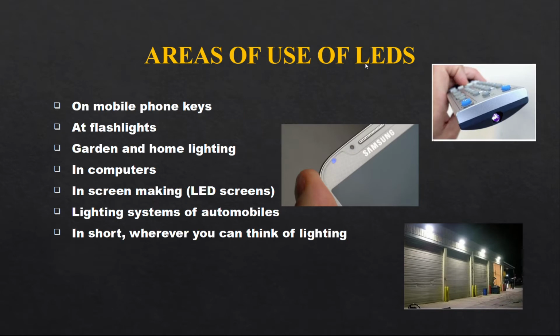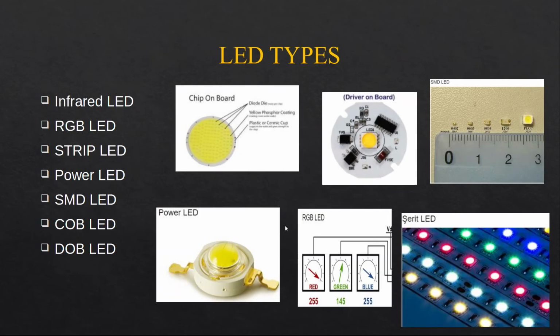Areas of use of LEDs. On mobile phone keys, flashlights, garden and home lighting, in computers, in screen making. LED screens, obviously you know the name, it's pretty famous. Lighting systems of automobiles. That might be surprising, but personally I didn't know that it was all LEDs. In short, wherever you can think of lighting, it makes sense. It's cheap and easy to do.